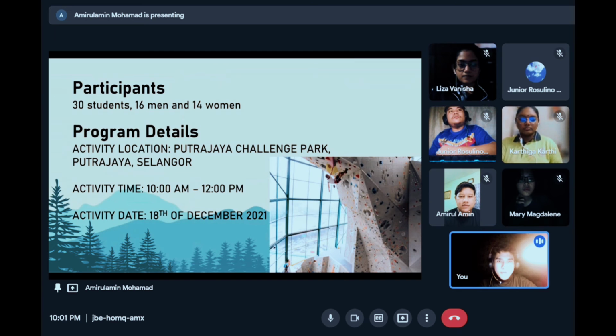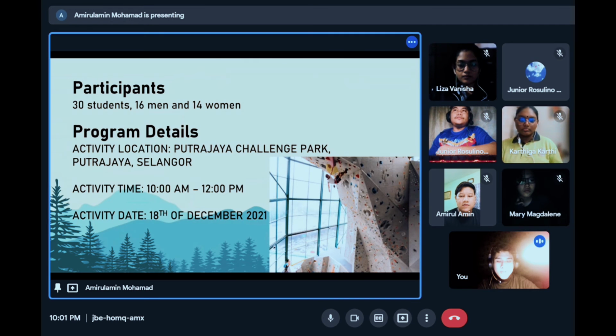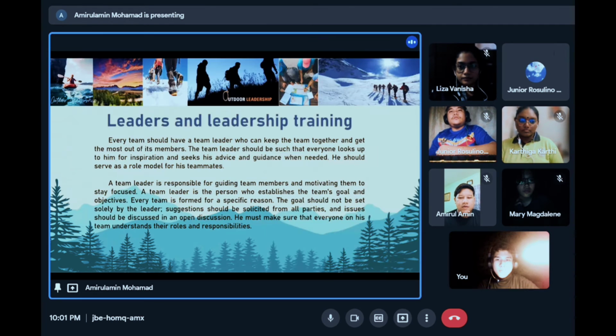So for the program details, the activity location will be at Putrajaya Challenge Park, Putrajaya, Selangor. And as for the time, it's from 10 a.m. to 12 p.m. And the date of the activity is on the 18th of December 2021. So that is all for my part.